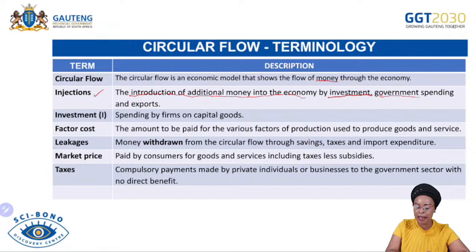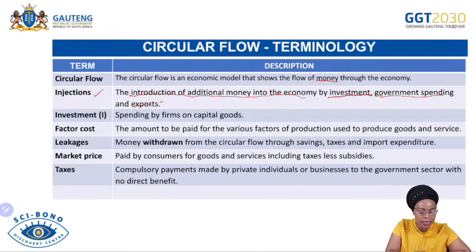We also have an injection of government spending, whereby the government is spending on social grants, construction of roads, provision of education and other services. When the government is spending in the economy, that will generate income that will circulate. It's an injection. We also have exports as an injection. When we sell goods to foreign countries and they pay, that income is an injection because it will be circulating in the economy when businesses spend it on capital goods and services.